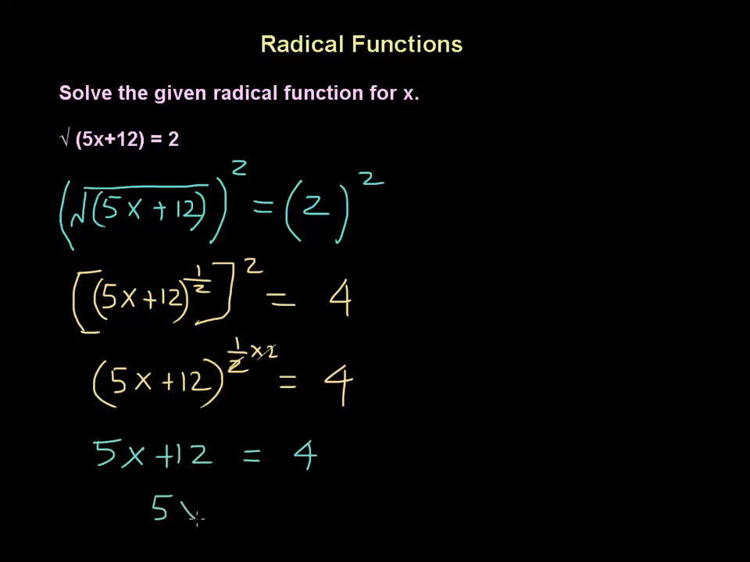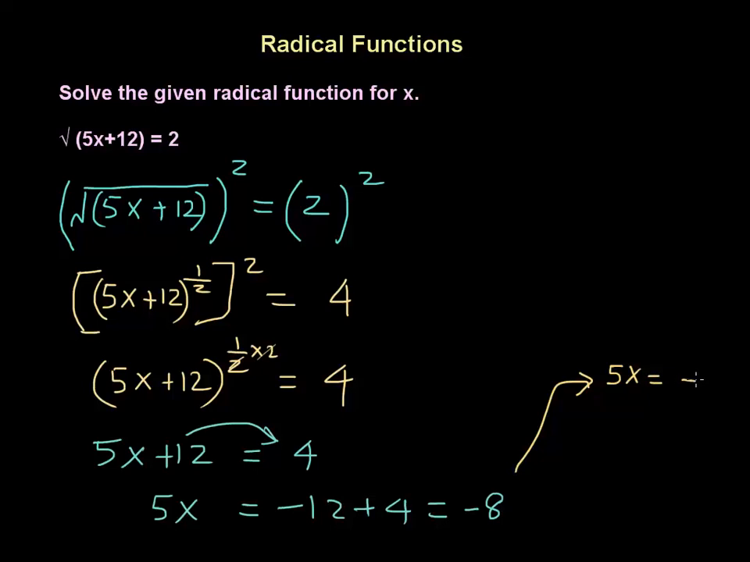So 5x is equal to, we transfer 12 to this side, so that becomes minus 12 plus 4, which is equal to minus 8. So finally, our answer will be 5x equal to minus 8, and x will be equal to minus 8 over 5. Okay, so that's our final answer.